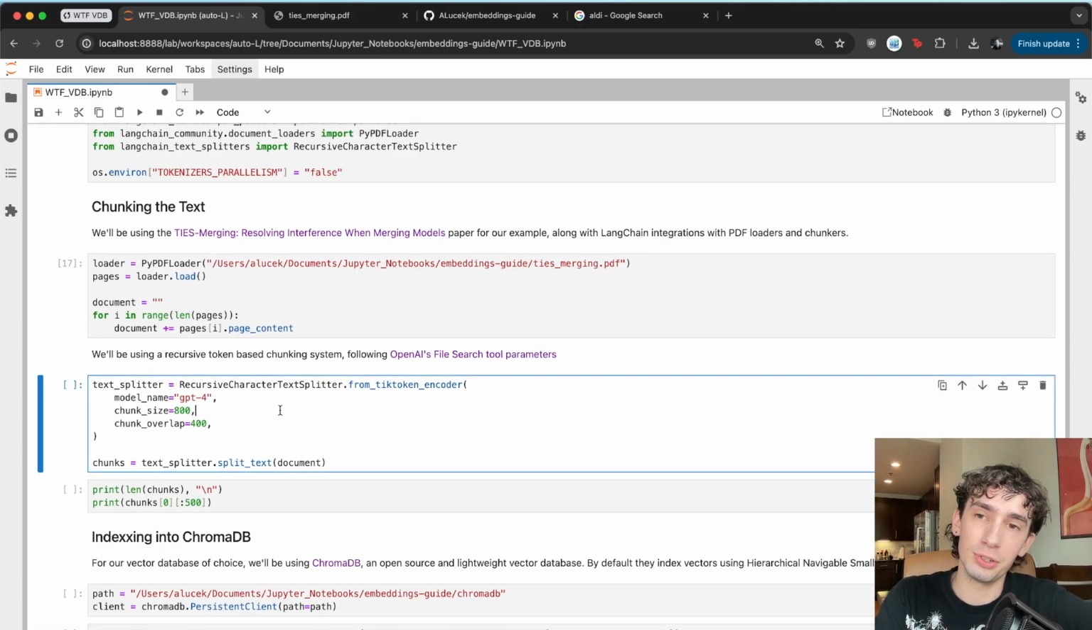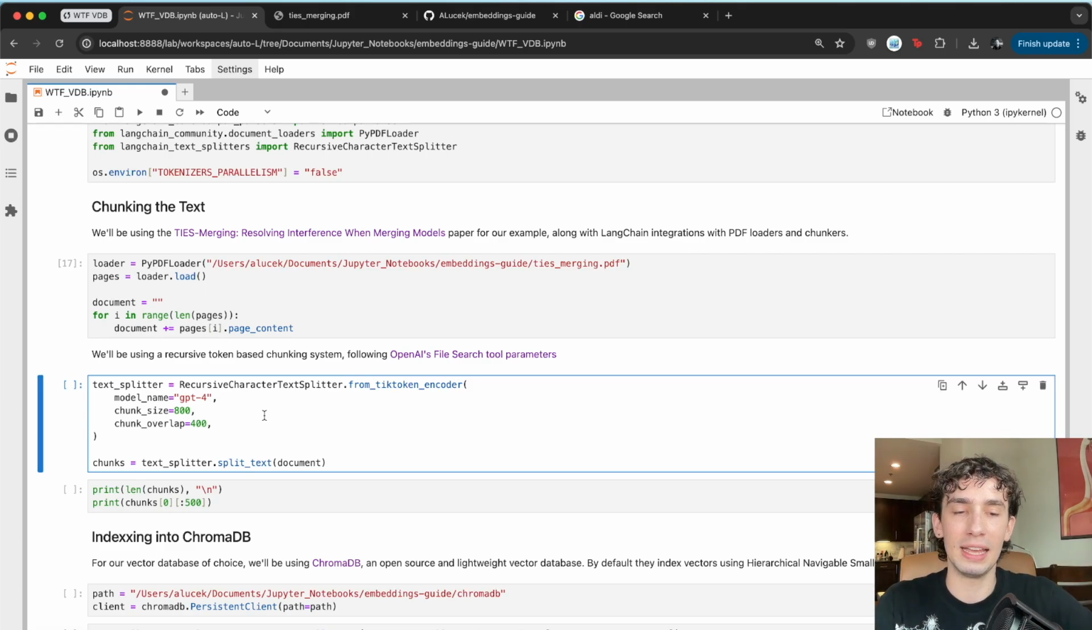And then I'm going to use a recursive character text splitter that will actually be doing a token calculation on this. So it's going to chunk all of our document, which right now is just one long string of all of the text, and create chunk sizes of 800 tokens. And then the next one is going to have a 400 token overlap, but be the same size of 800 tokens in total.